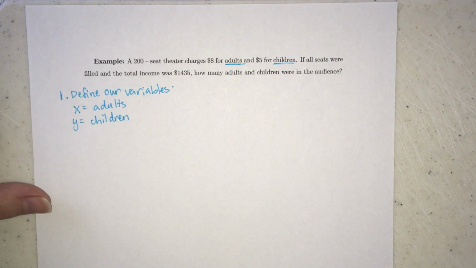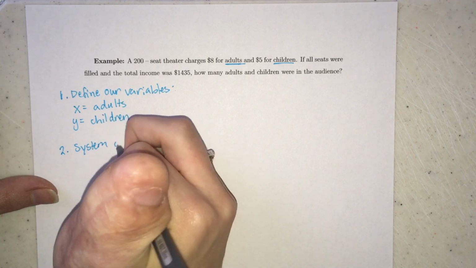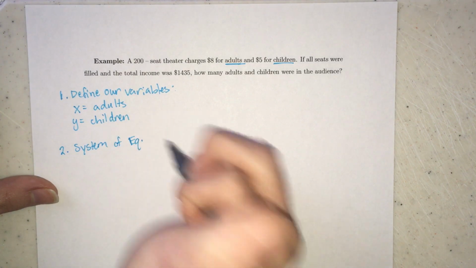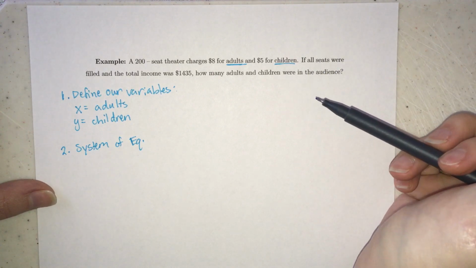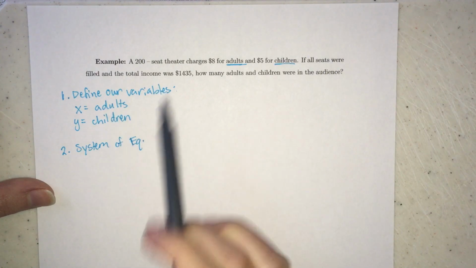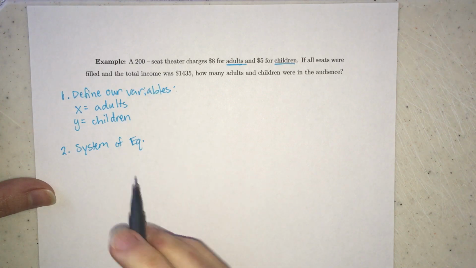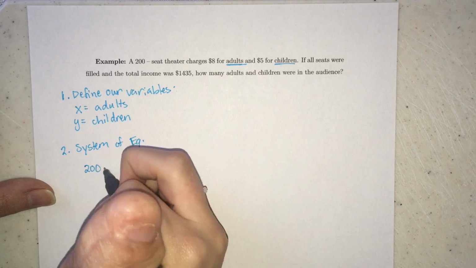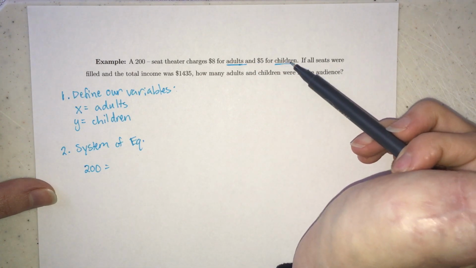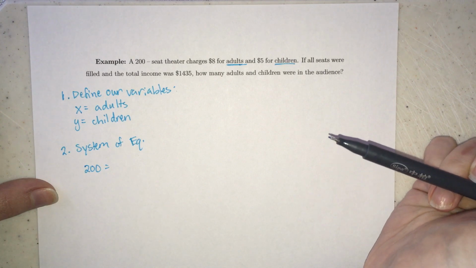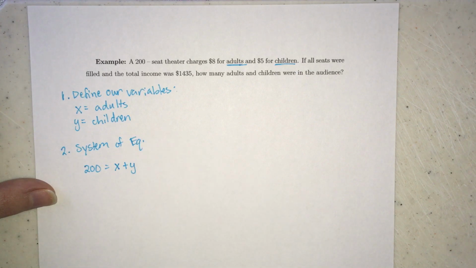All right, and now we define our system of equations. And we do this by looking at the information that we're given. We know that there are 200 seats in the theater. So 200 would be equal to the number of adults plus the number of children in the audience. So that would be x plus y.